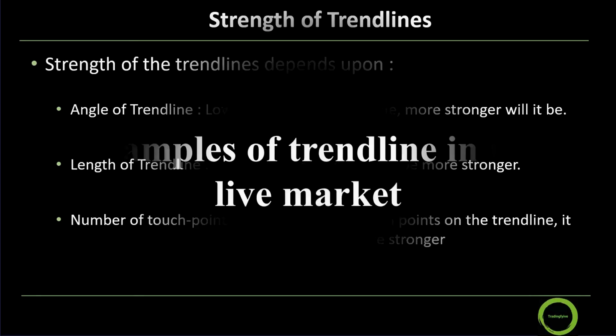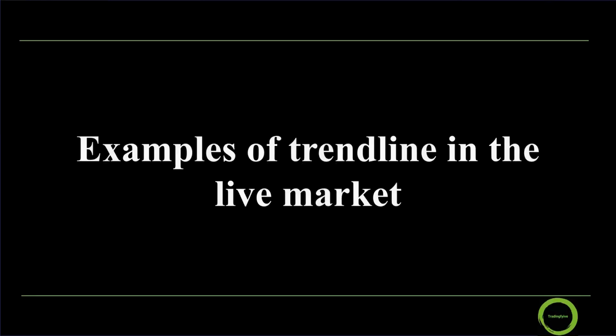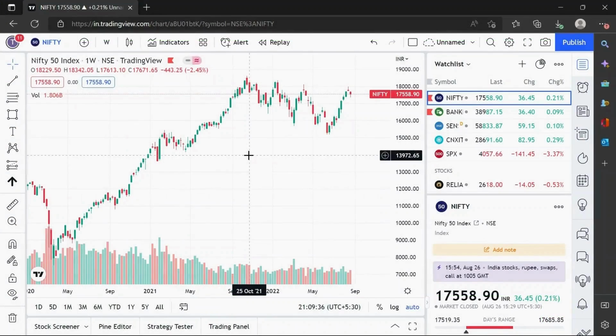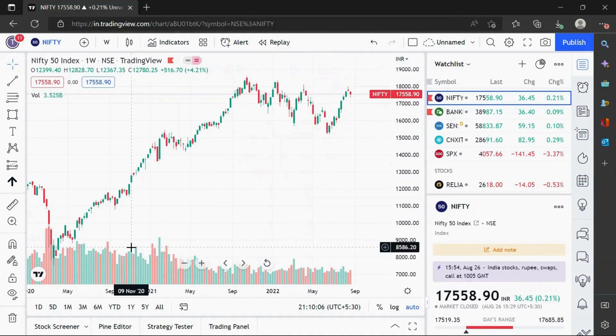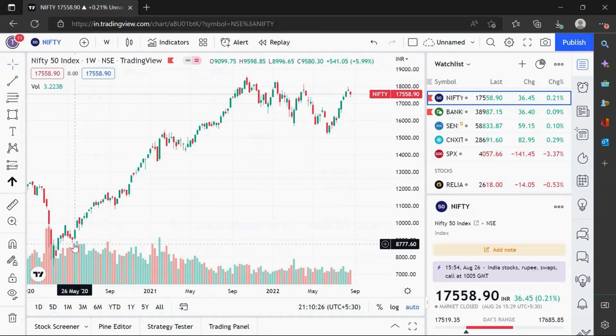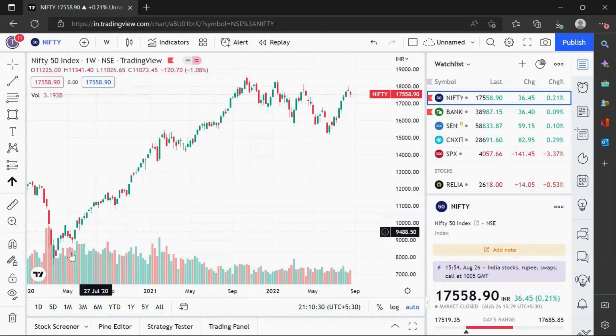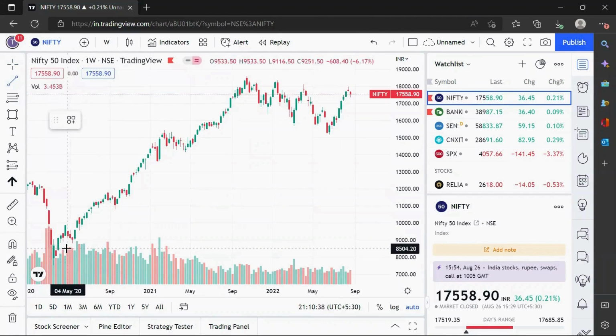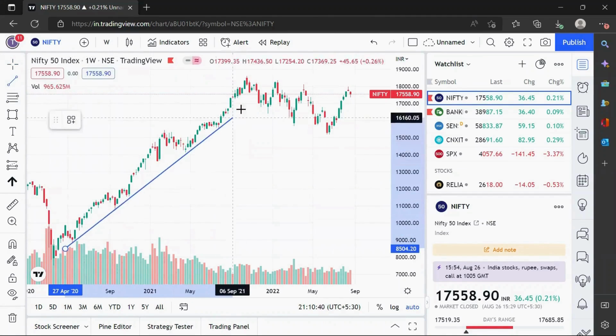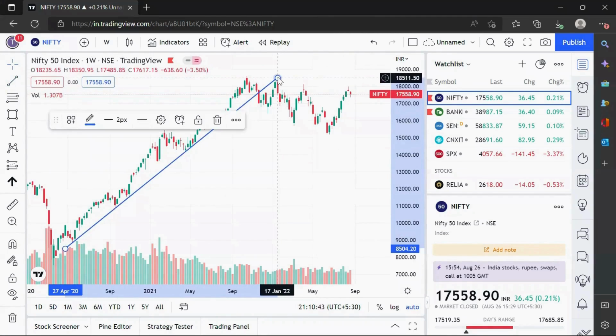Okay, so let us see some examples of trend lines in the live market. Let me just take you to the chart. This is the weekly chart of Nifty, and as you can see, Nifty was in an uptrend for a very long duration and is now currently in a slight downtrend. When Nifty was in an uptrend, we could see that it had formed the very first two lows over here. If we connect the two lows with an extended line, we get a trend line.